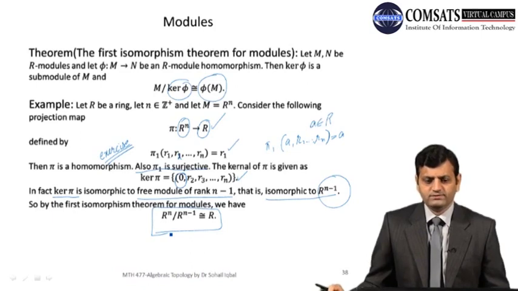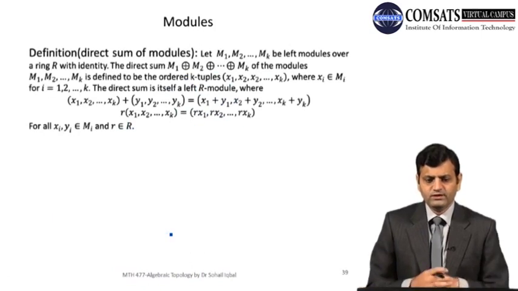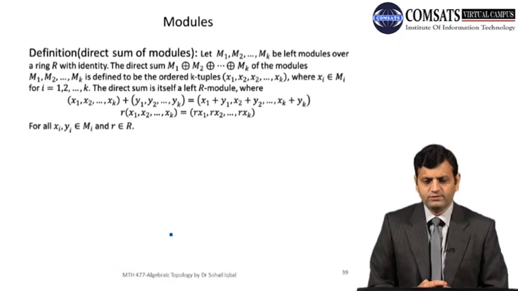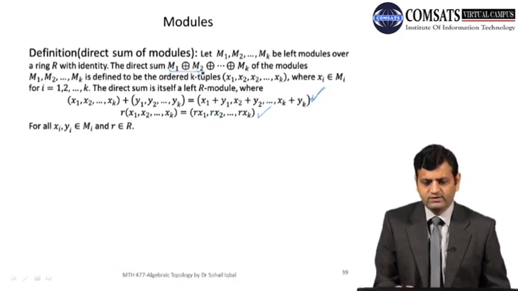Our next definition is the direct sum of modules. How do we define the direct sum of modules? We just take the cross product of M1, M2, up to Mk, and we define addition like this, and the action of R on this new module like this, and under these two operations, this direct sum is our new module.